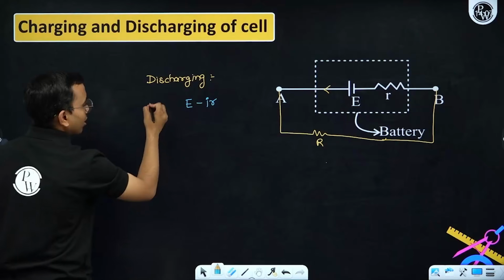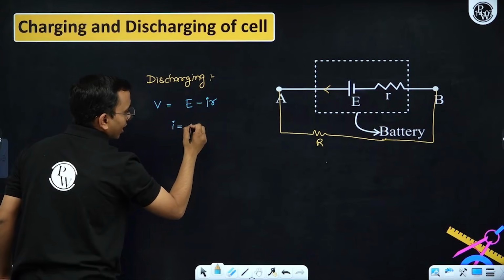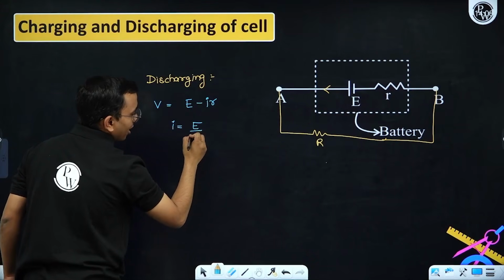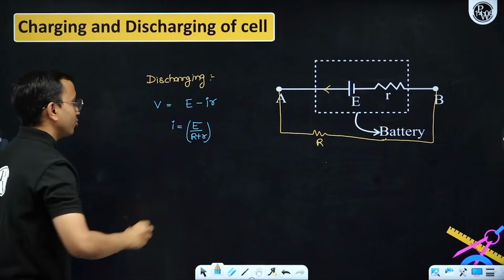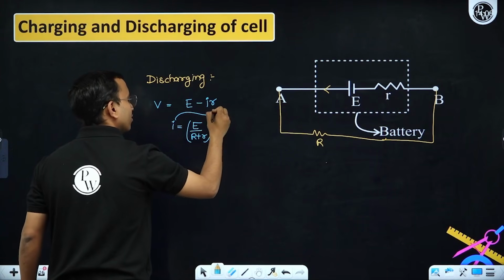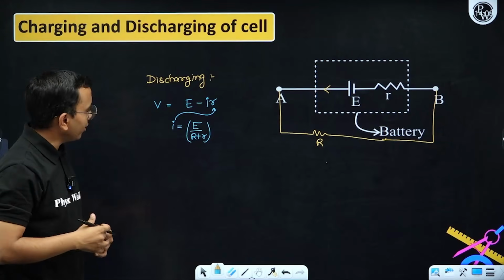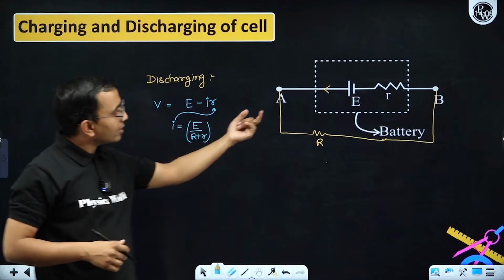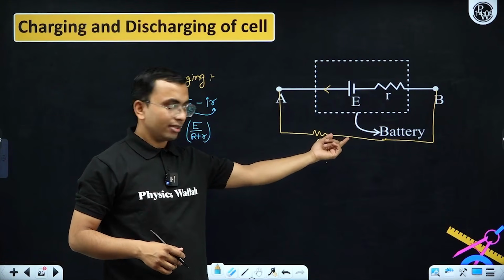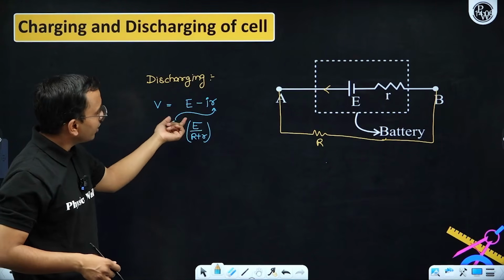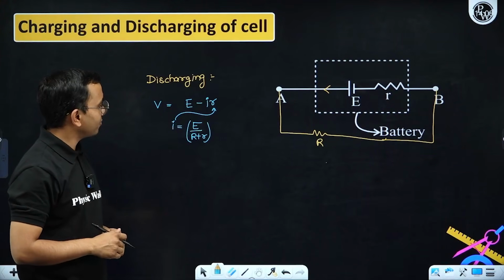This is my terminal potential. You can write I. What is I? EMF divided by the total resistance. You can put it here. So when the current is supplied by the battery, the terminal potential is lesser than the EMF of the battery, isn't it? Yes. As the current increases, the terminal potential of the battery will decrease in this case.